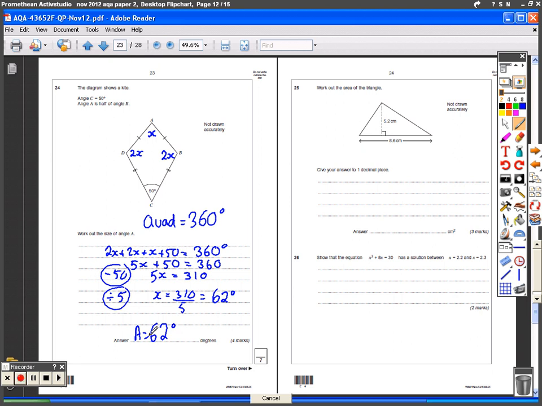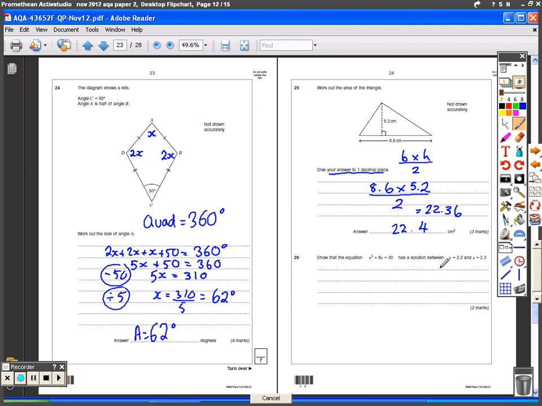Okay, question 25. It says work out the area of the triangle. So area of a triangle is worked out by base times height. Don't forget to divide your answer by 2. So the base is 8.6. The height is 5.2. And you have to half your answer. Okay, and you get an answer on your calculator of 22.36. Read it carefully. It says give your answer to 1 decimal place. So therefore, 1 decimal place means this 6 makes this round up to 0.4.